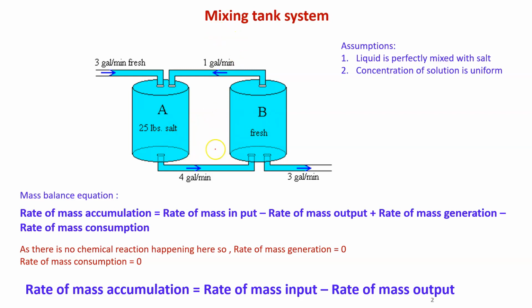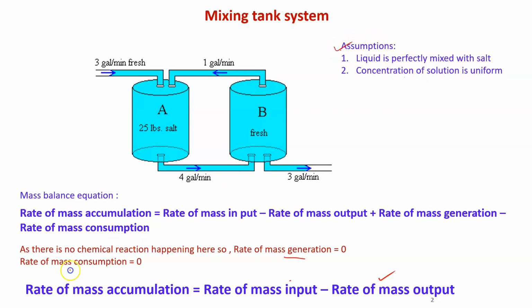Now first we have to write the general mass balance equation. So we know that the rate of mass accumulation is equal to the rate of mass input minus the rate of mass output plus the rate of mass generation minus the rate of mass consumption. As there is no chemical reaction happening here, the rate of mass generation and mass consumption are 0. So the rate of mass accumulation is equal to the rate of mass input minus the rate of mass output. And before that, we have to assume that the liquid is perfectly mixed with the salt and the concentration of the solution is uniform. So that assumption we can take.